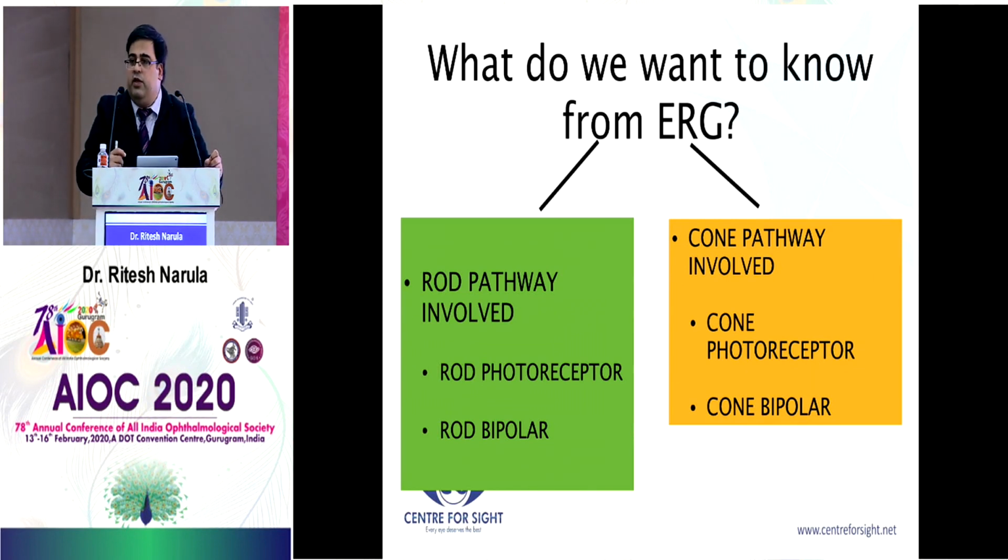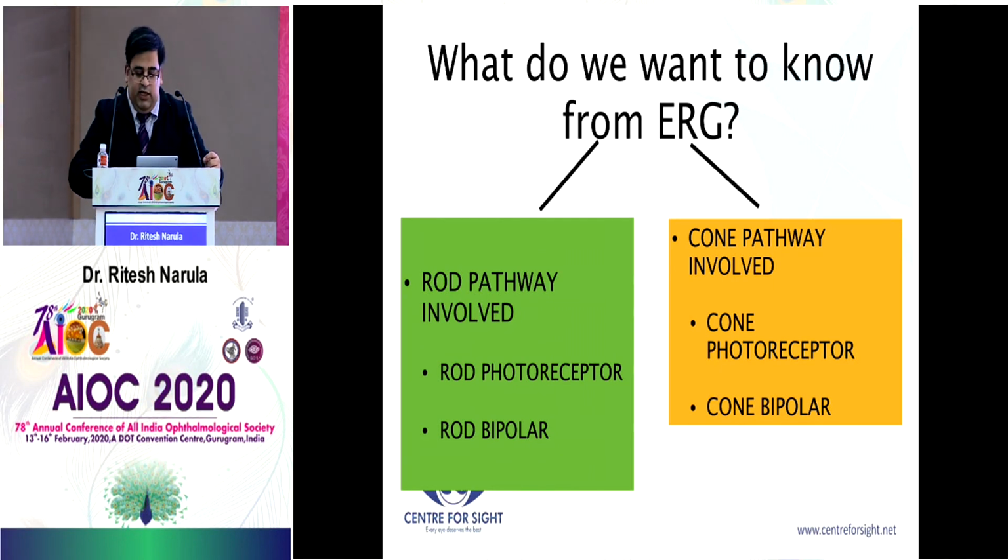We want to know whether my rod pathway is involved or my cone pathway is involved, whether my rod photoreceptor, rod bipolar is involved, or cone photoreceptor, cone bipolar is involved. So how do we try and differentiate? To do that, the ERG is done in such a specific way that each of those ERG tests only stimulates a particular cell layer of the retina.